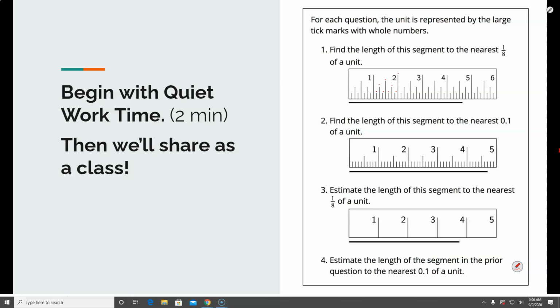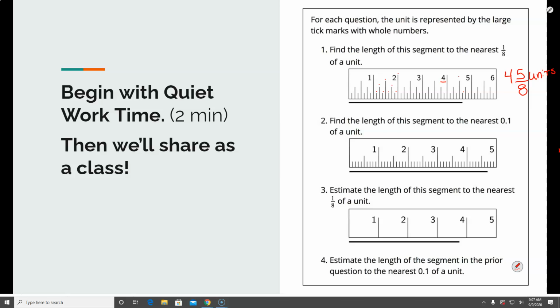So if you looked at it real close, your whole number here would be 4. Then all you had to do is really count the tick marks. You know that halfway that would be 4, and one more after that, that would be 5. So this would be 4 and 5/8 of a unit.